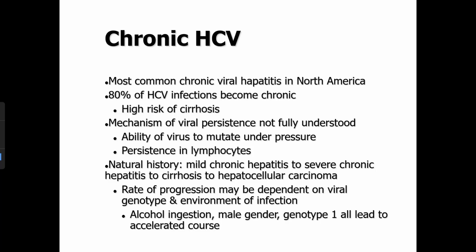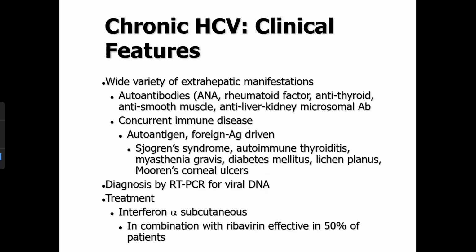The rate of progression may depend on the viral genotype and the environment of the infection. Alcohol ingestion, male gender, and genotype 1 all lead to an accelerated course. Clinical features: wide variety of extrahepatic manifestations, autoantibodies, concurrent immune disease. Diagnosis by RT-PCR for the viral RNA. Treatment again is interferon, in combination with a drug in 50% of the patients.